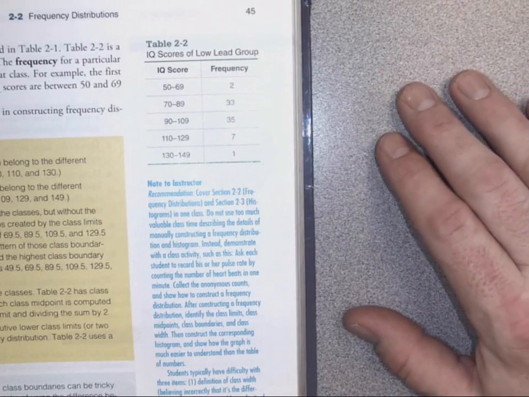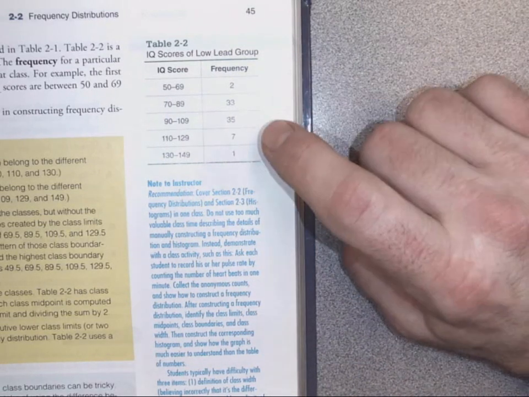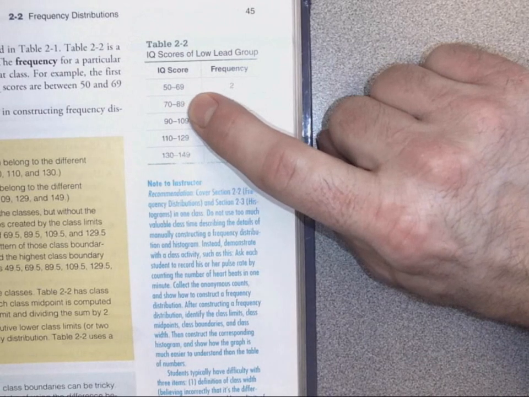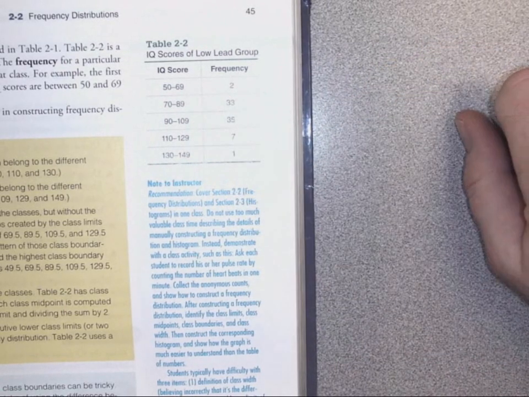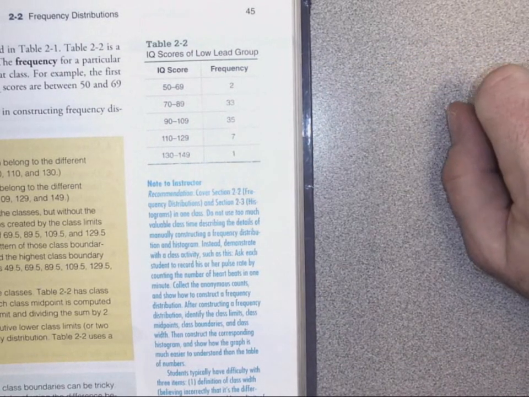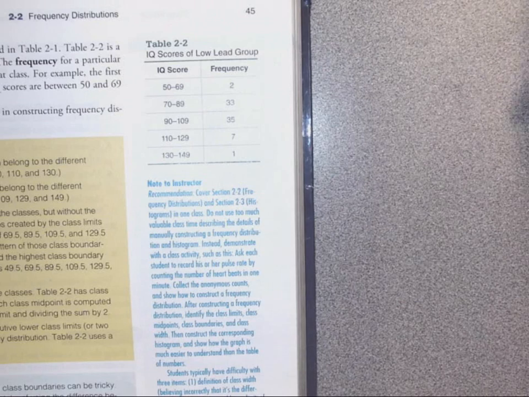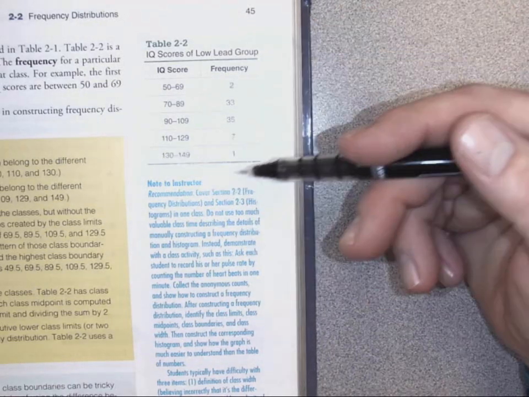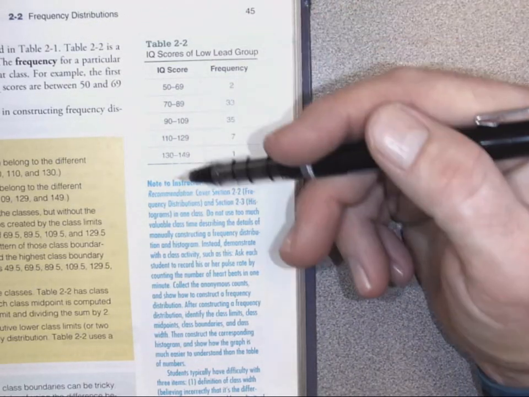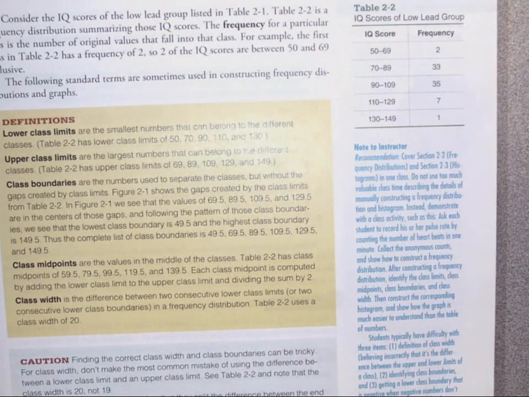Now I can make some observations about this. I noticed that most of the people are in the 70s, the 80s, or the 90s, all the way to 109, the hundreds through just below 110. So we have to come up with some definitions for what this frequency distribution actually represents and how to look at the edges.